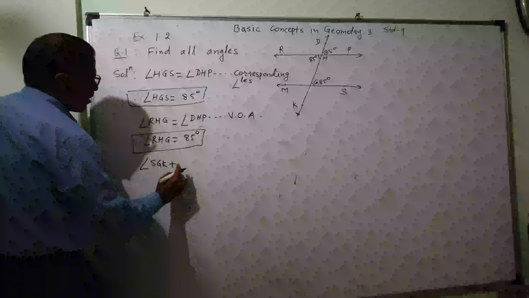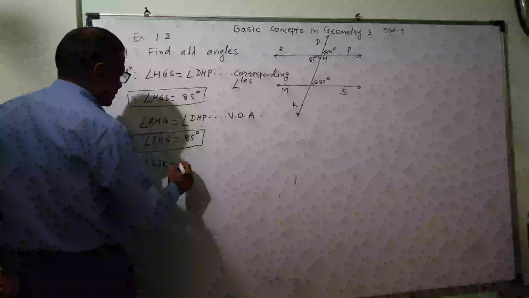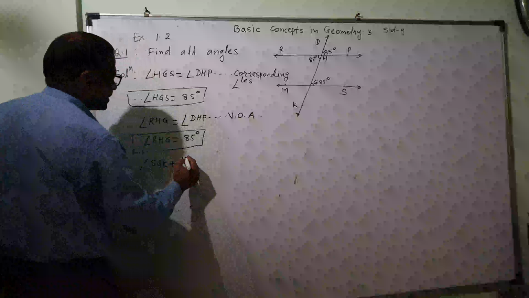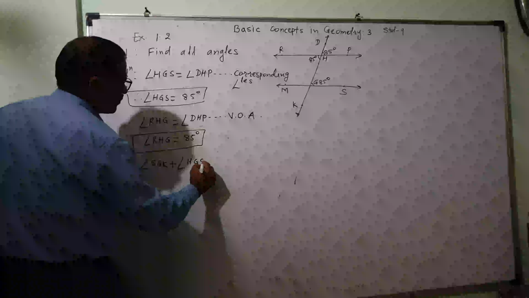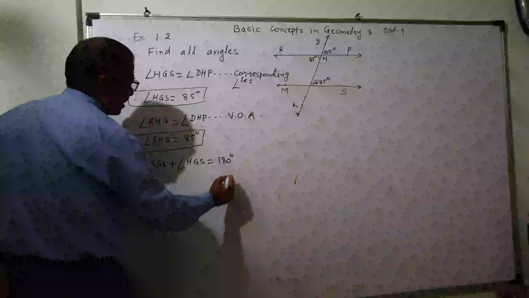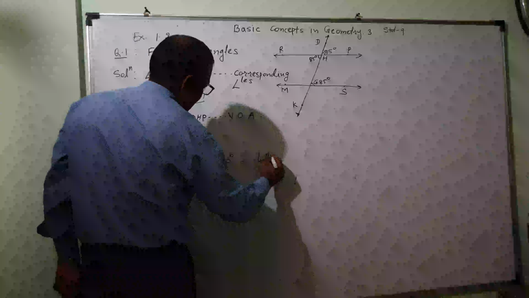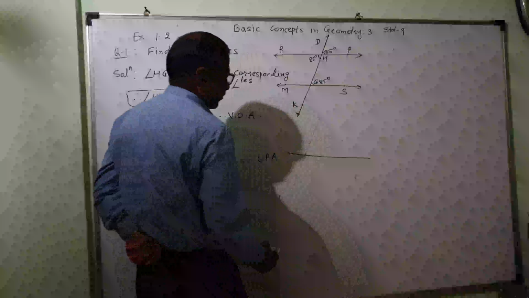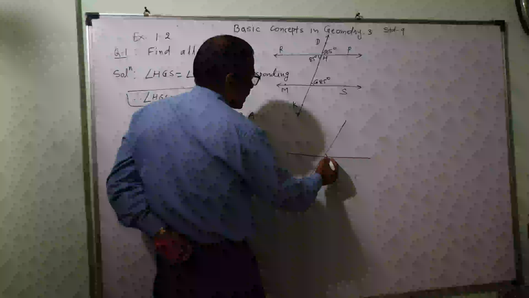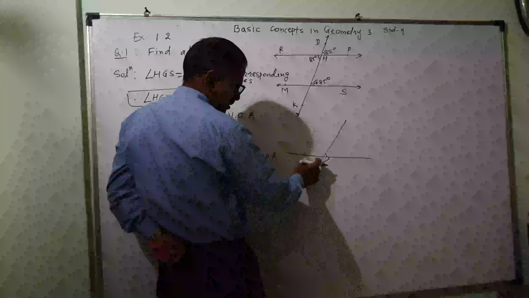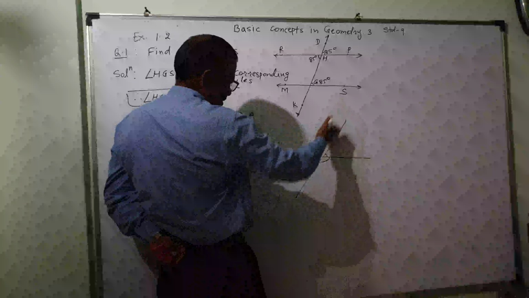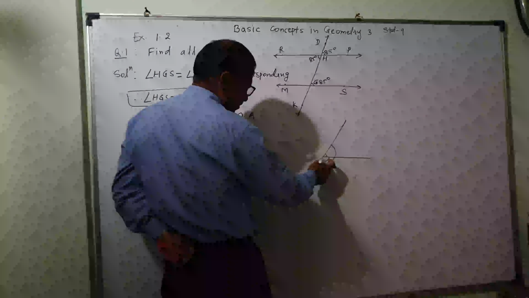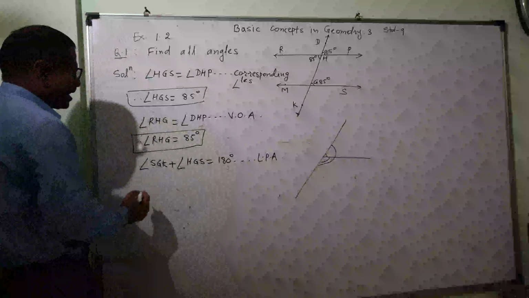SGK. I have modified the question. Angle SGK plus this angle, HGS, is equal to 180 degrees. Why? Linear pair angles, LPA. See this, this is a line. On this angle and this angle, see this way, this is a line on these two angles. So the measure of this line is 180 degrees. So the sum of these two will be 180 degrees. That is known as the LPA.